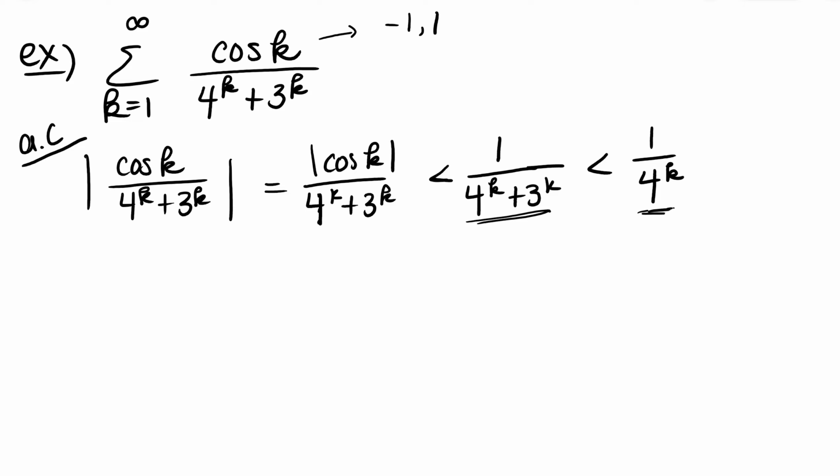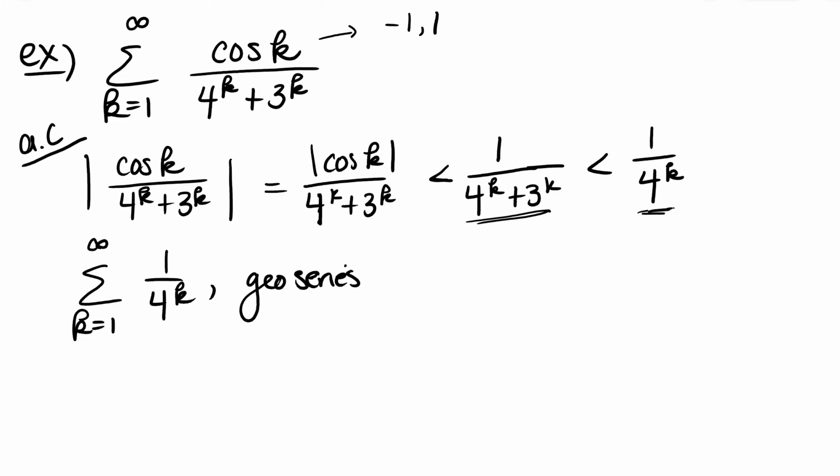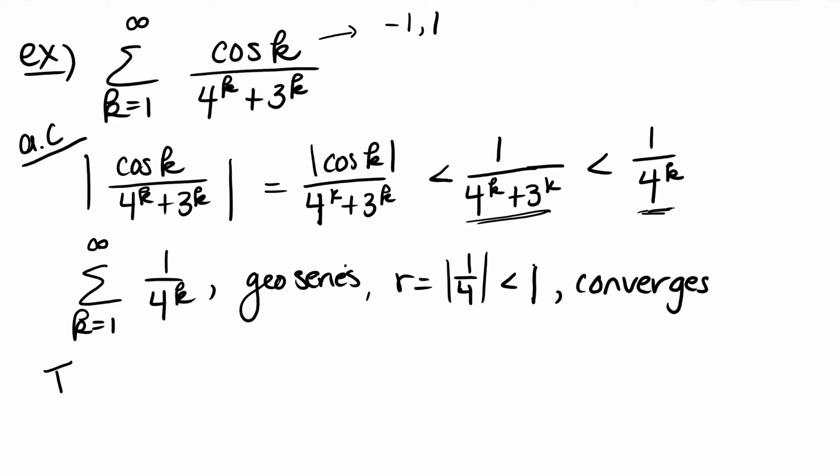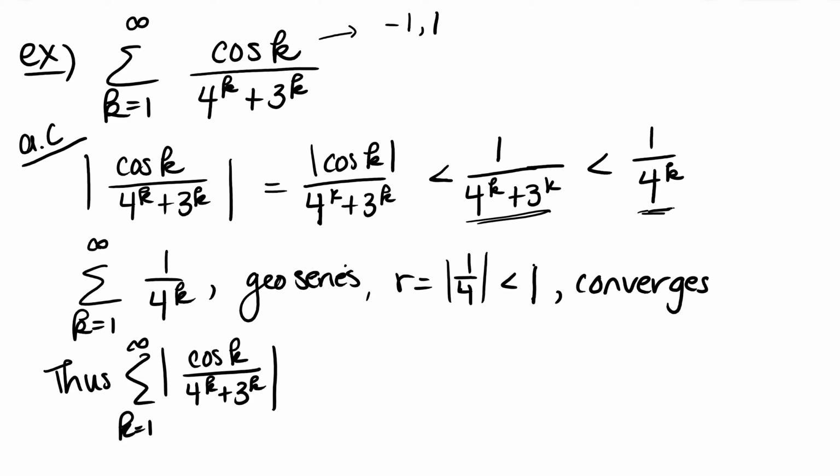So why did that help me? Well, this is the comparison test. What do I know about this series, 1 over 4 to the k? This is a geometric series, or a geo series if you're cool, not really, where r is 1/4, and the absolute value of that, which is just 1/4, is less than 1. So this converges. Remember, the comparison test tells us if I can show that my series is less than a series that converges, then my series converges also. So thus the series of the absolute value of cosine of k all over 4 to the k plus 3 to the k, wow, that was a crazy sigma, converges.